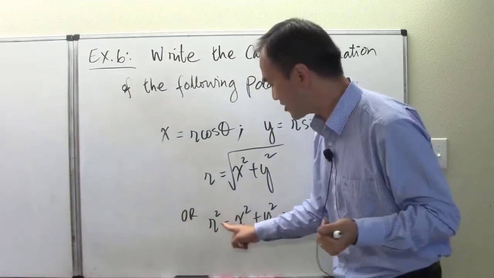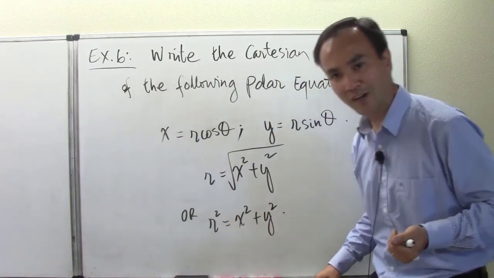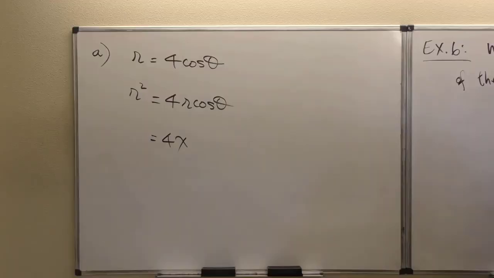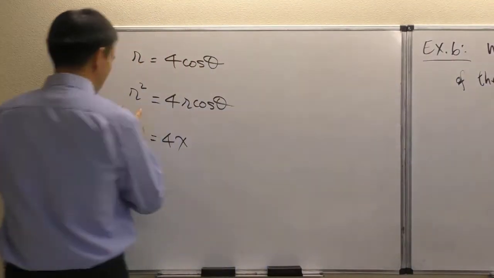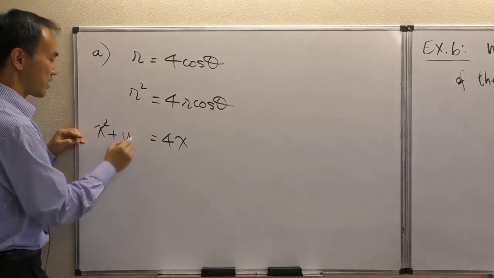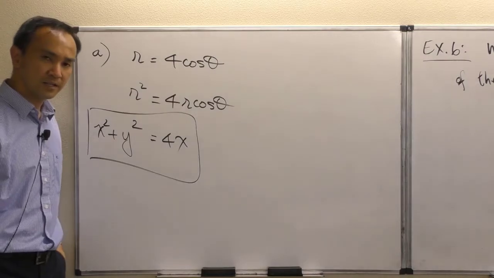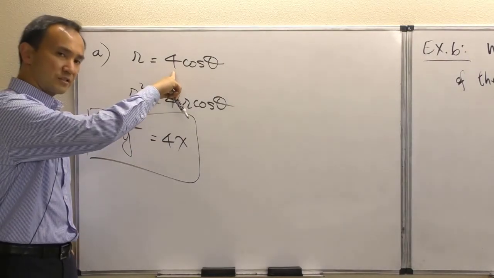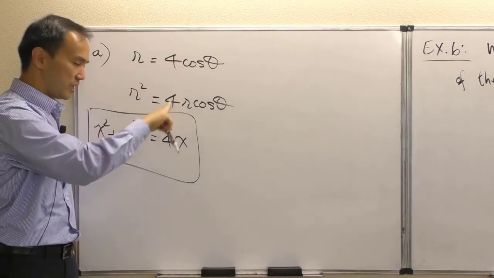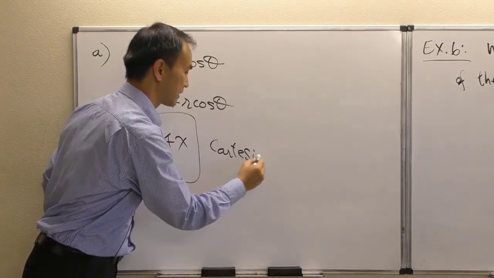according to this relationship, r squared can always be understood as x squared plus y squared. So r squared equals x squared plus y squared, and I can substitute r squared here by x squared plus y squared. Ladies and gentlemen, you have completed your first work right here. You have re-expressed that polar equation into a Cartesian equation. This is the Cartesian equation.